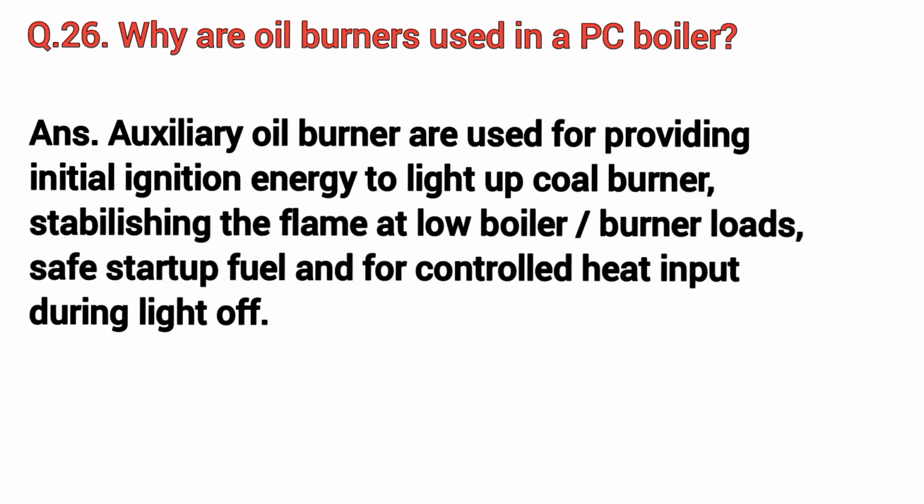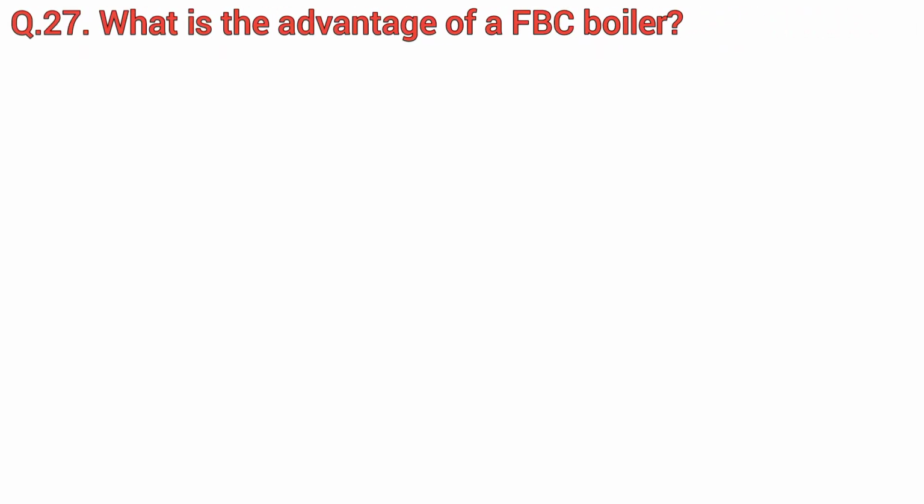Oil burners are used for providing initial ignition energy to light up the coal burner, stabilizing the flame at low loads, safe startup fuel, and for controlled heat input during light-up. What is the advantage of an AFBC boiler?